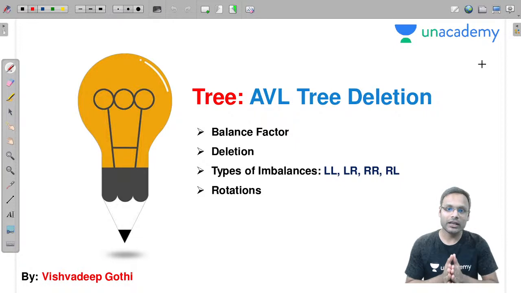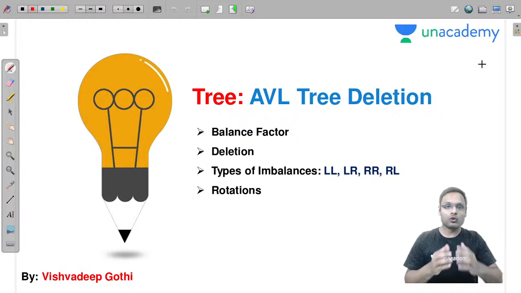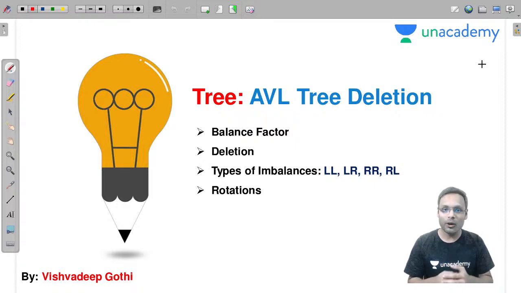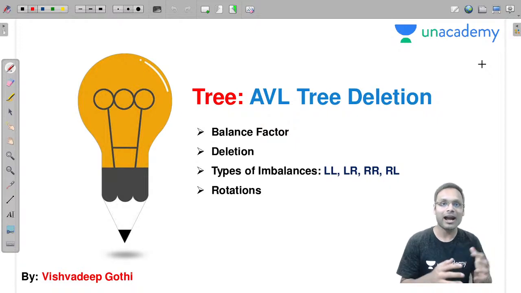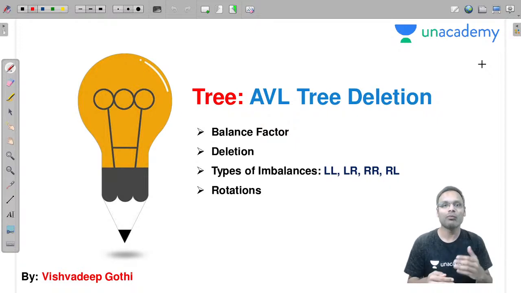In this particular lecture, I am going to talk about AVL tree and more specifically deletion in AVL tree. What kind of cases we can have in the deletion of AVL tree, and we will see two more types of questions in AVL tree: if height is given, then minimum how many number of nodes we can have in an AVL tree, or vice versa. So without any delay, let's start the session.